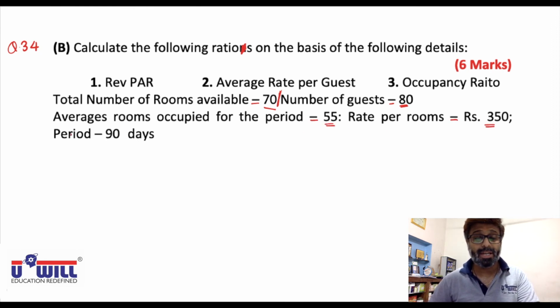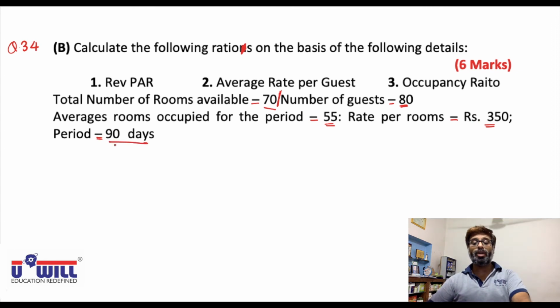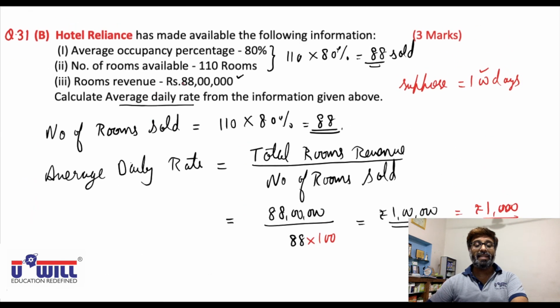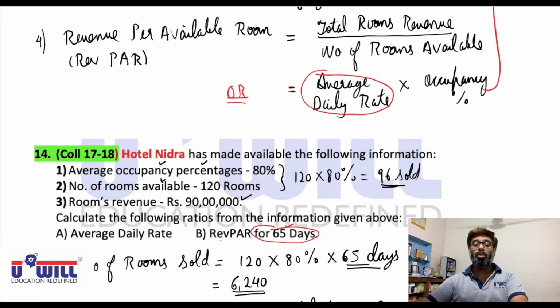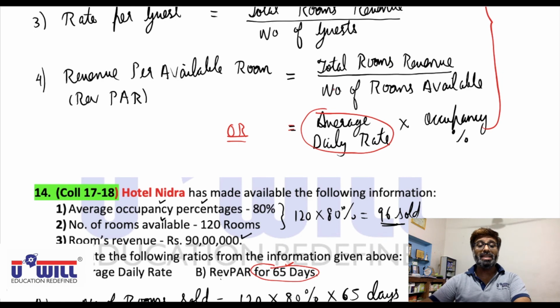See, like this, the period should be given. This all information is for 90 days. Now revenue per available room. Do we have this average daily rate available for finding the revenue per available room? No. So here we will go with the first formula. What was the first formula? Total room revenue divided by number of rooms available.